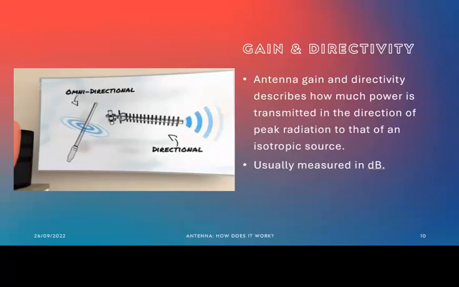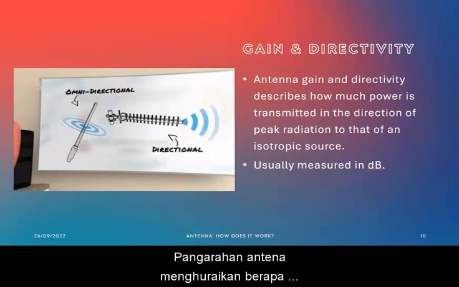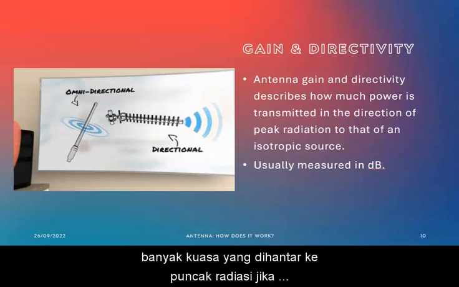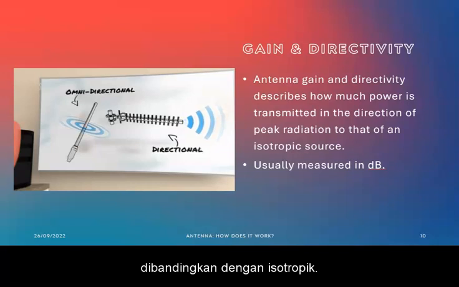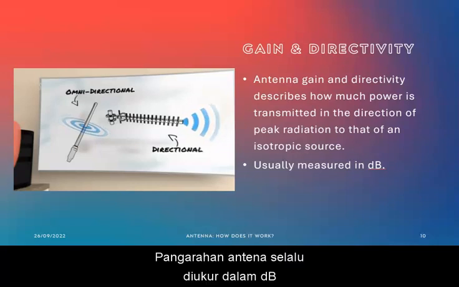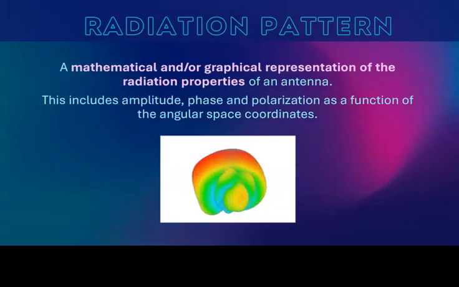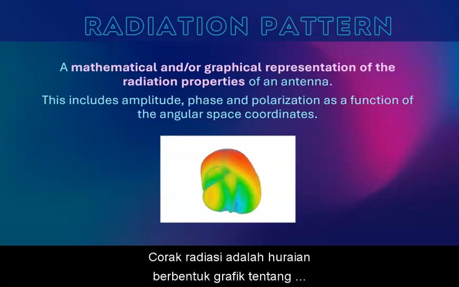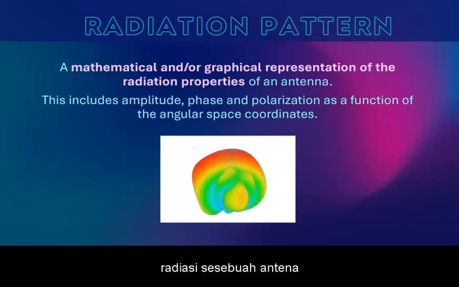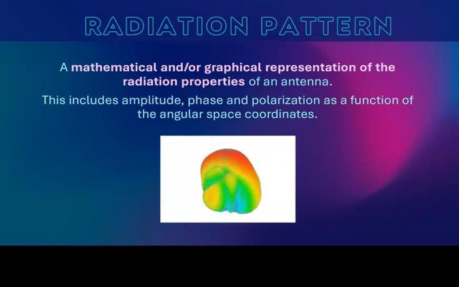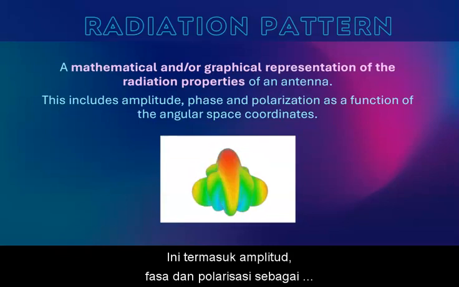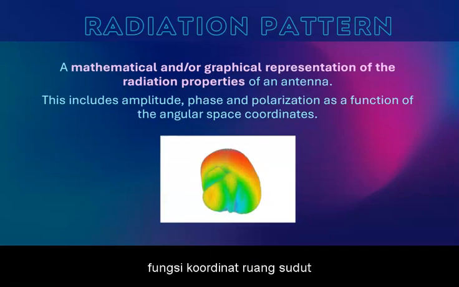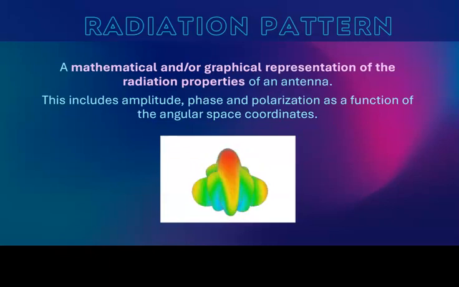Gain and directivity. Antenna gain and directivity describe how much power is transmitted in the direction of peak radiation to that of isotropic sources. Gain and directivity are usually measured in decibels or dB. Radiation pattern is a mathematical or a graphical representation of the radiation properties of an antenna. This includes amplitude, phase, and polarization as a function of the angular space coordinates.